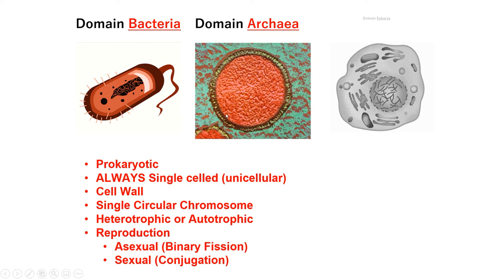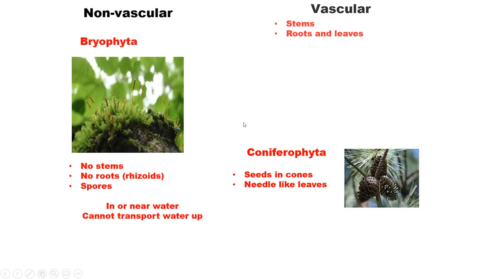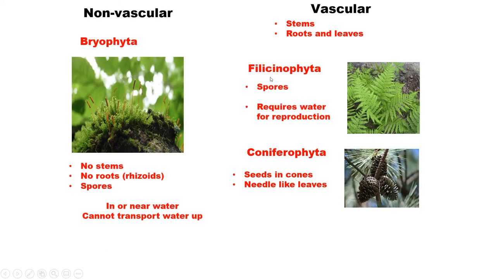Remember that prokaryotes are always single-celled. They have that cell wall. That is true of some of the eukaryotes as well. But prokaryotes will both have the single circular chromosome, and they have every way of getting nutrition and every way of reproduction.